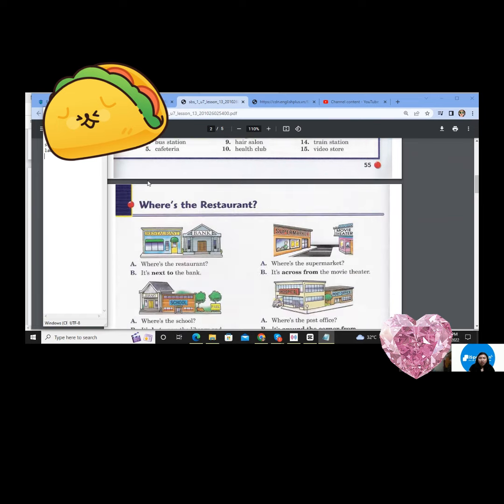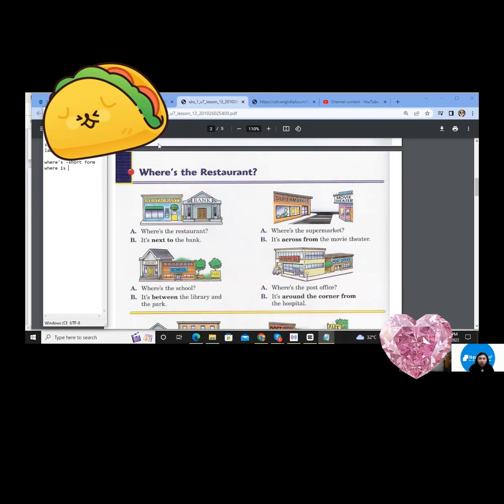Okay, so here we're going to study now. Where's the restaurant? Okay, so here we have where's. This one is a short form. The long form for that is where is. Can you follow? Where's, the short form, we just remove the i and replace it with an apostrophe and s, and we make it one word. And where is is two words, separated. This is the long form.